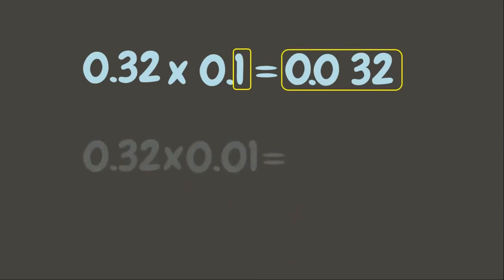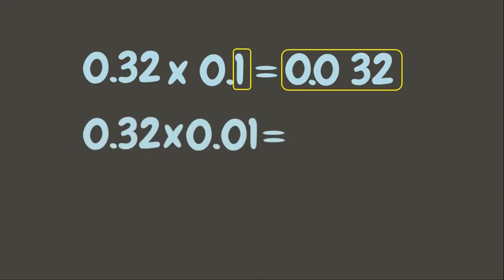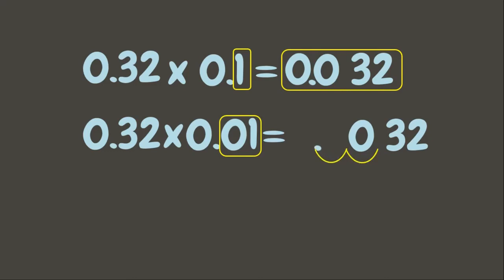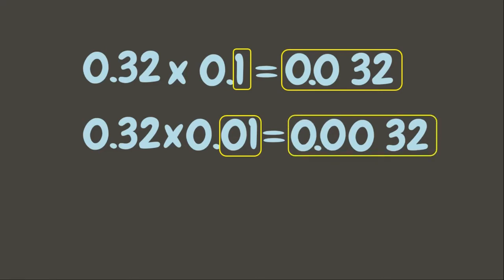Let's have another one. 32 hundredths times 1 hundredths. Let's copy first 32 hundredths. Since 1 hundredths has 2 decimal places, therefore, we need to move the decimal point 2 decimal places to the left. 1, 2. Let's put 0 to the empty decimal place. There you go. Now this is our answer.